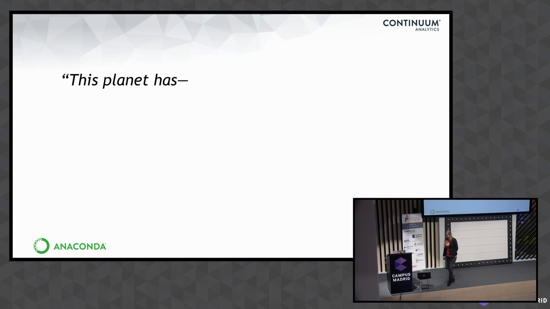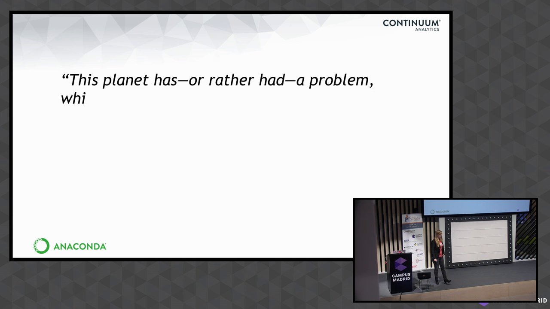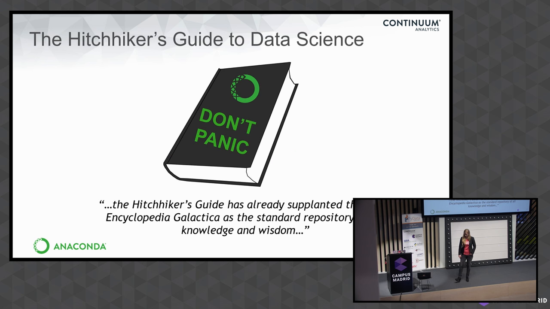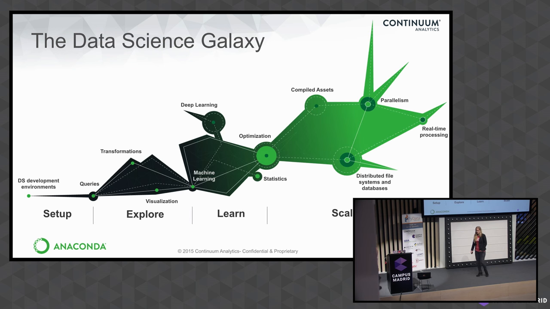This planet has, or rather had, a problem, which was this. It had a lot of data, and not enough data scientists. So that's why they wrote the Hitchhiker's Guide to Data Science. This guide has already supplanted the great Encyclopedia Galactica as the standard repository of all knowledge and wisdom. Let's introduce it. Before we start, let's explore the galaxy.